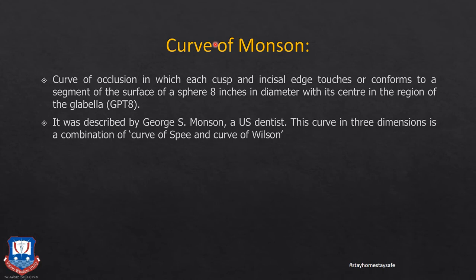Next, coming to the curve of Monson. Curve of Monson is also a mediolateral curve. This is a curve of occlusion in which each cusp and incisal edge conform to a segment of a sphere 8 inches in diameter with its center at the glabella. This was described by George Monson. This curve is three-dimensional and is a combination of the curve of Spee and curve of Wilson. So all these curves conform to a sphere which is 8 inches in diameter with the center at the glabella.